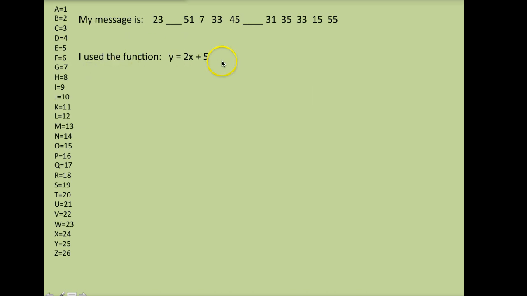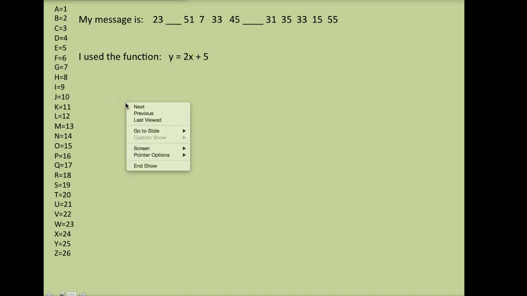So when you open the discussion board and you see someone's message, it should look something like this. They should have their message written in numbers, and they should tell you what function they used to code that message. Okay, now don't go and think that, oh, A is 1, B is 2, C is 3, so like 7, this will be G right here, because it won't. Okay, what you want to make sure you do is find the inverse of this function, and we will use that to decode the message.